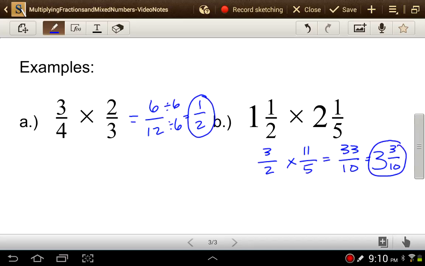Again, my denominator stayed the same. 10 went into 33 3 times. I had 3 left over. 3 and 3/10. So that is how you multiply fractions. If you need to watch anything again, go ahead and check out those rules. If not, and you understand this, have a great night.